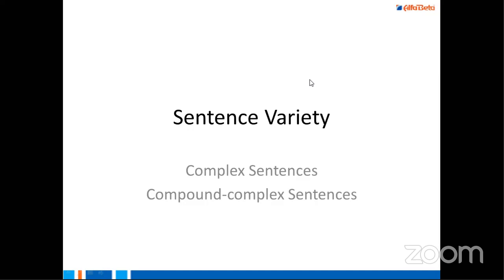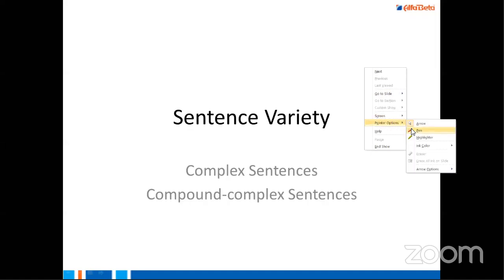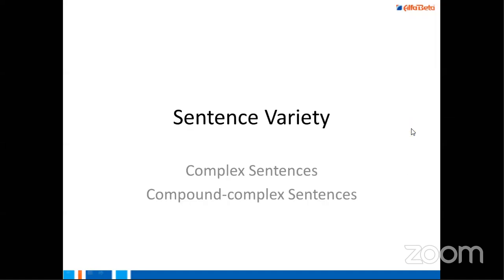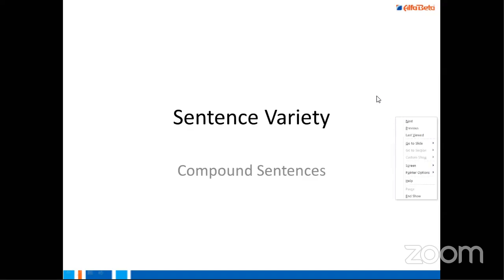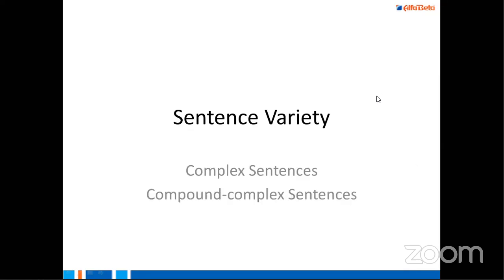Okay, so let's start now. Today, we're going to talk about two kinds of sentences, complex sentence and the compound complex sentence. To understand all this, first we have to take into context why writing varieties of sentences is so important in all these tests?